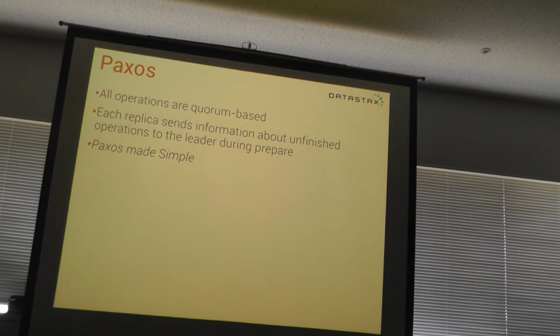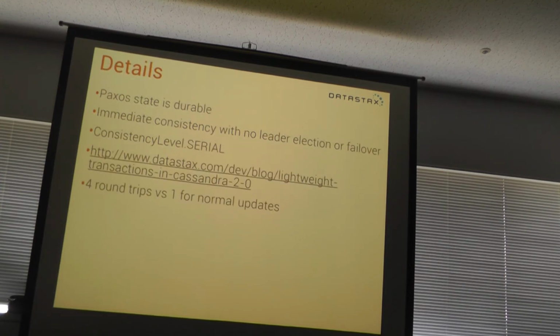It's similar in principle to two-phase commit, but one of the important differences is that when there is an unfinished or an in-progress operation, then replicas will inform any new leader of those operations so that they can be completed without the problems that happen in two-phase commit when the master dies. There's a very readable paper about Paxos called Paxos Made Simple. So if you want to go into more detail on that, I would highly recommend that.